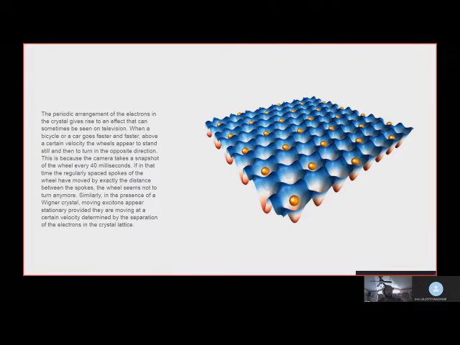Similarly, in the presence of a Wigner crystal, moving excitons appear stationary provided they are moving at a certain velocity determined by the separation of the electrons in the crystal lattice, resulting in the patterns that I saw in the Dougherty set, and the patterns that we're seeing, that they took photos of for the first time, proving Wigner crystals exist.